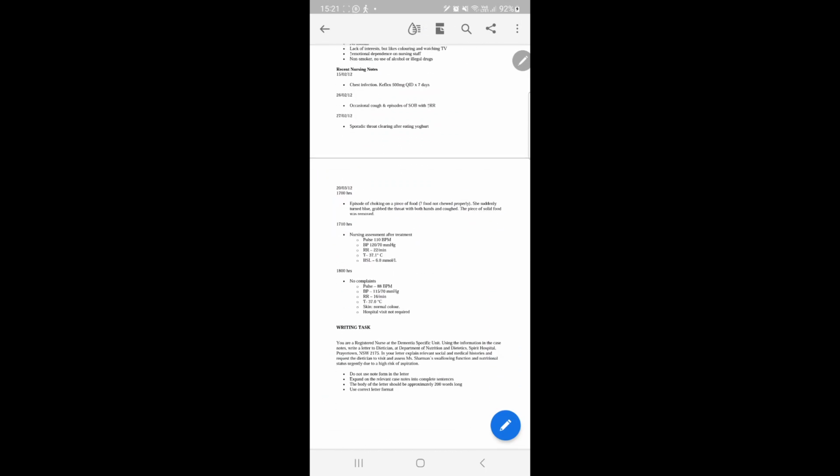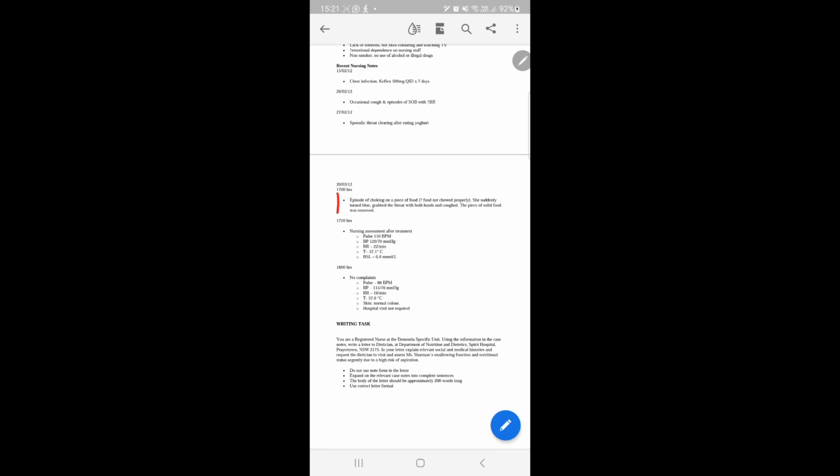After writing the introduction part, we have to start from this episode. In the introduction, we can write, I'm writing this letter regarding Mr. XYZ, or Ms. Sharma, for example, who would require your assessment in order to evaluate her swallowing function and nutritional requirement on an urgent basis in order to avoid the risk of aspiration. So we can simply write it in this approach. Afterward, we can start from there.